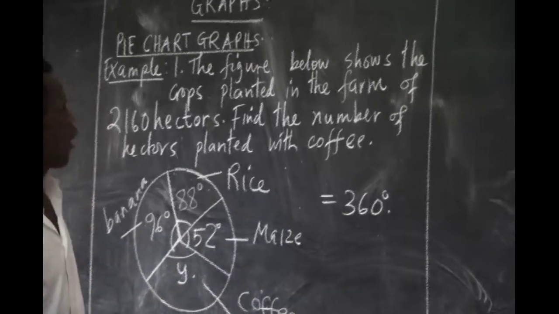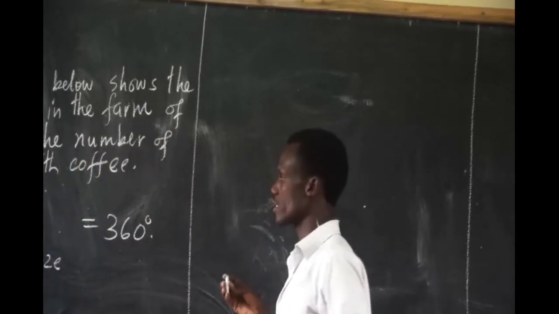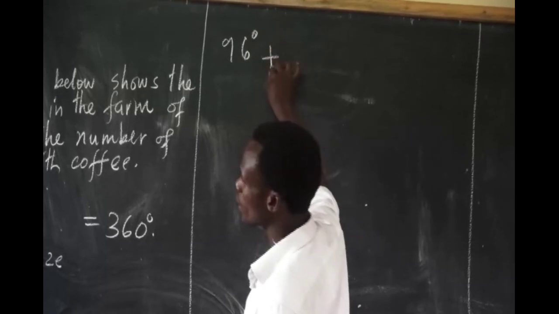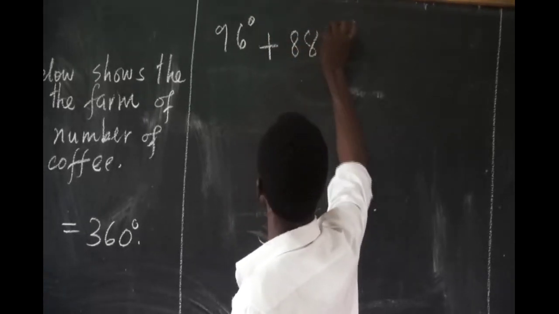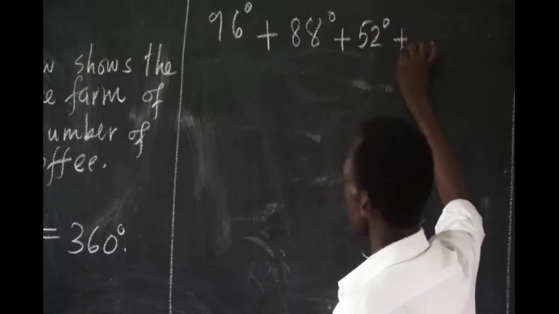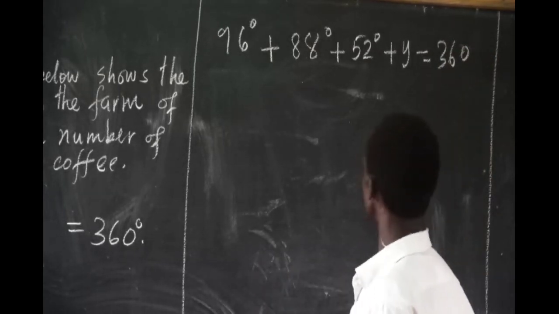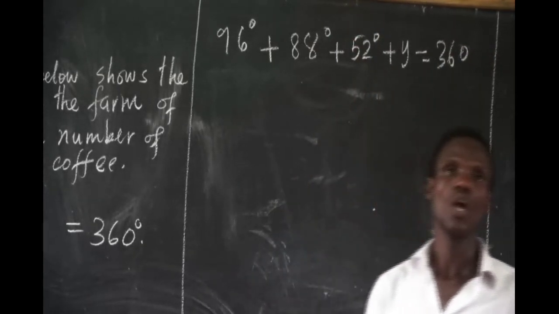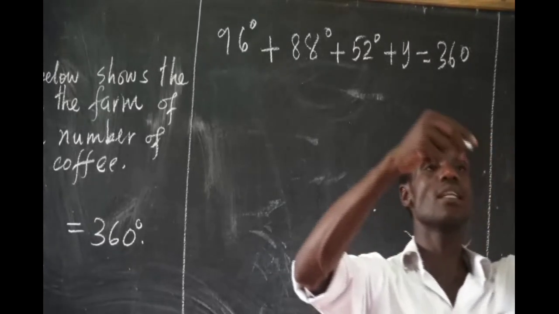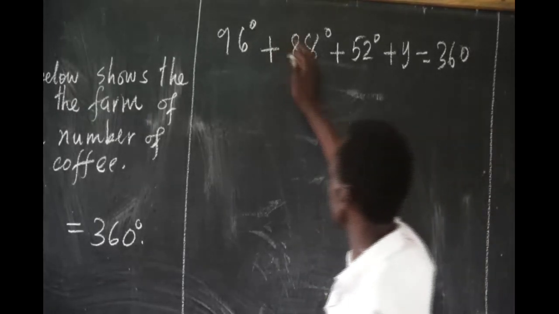Now, as I have said, the sum of the degrees is equal to 360. Banana is 96 degrees, then rice is 88 degrees, then maize is 52 degrees, and then coffee is Y, which is equal to 360. If that be the case, we want to collect the like terms. We should collect the like terms in order to get what we need.